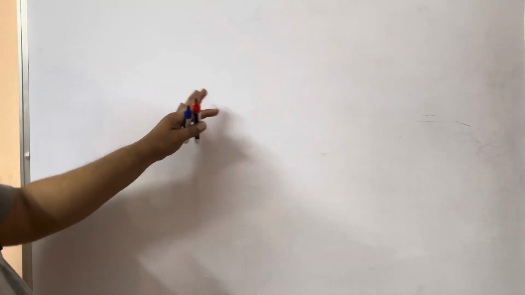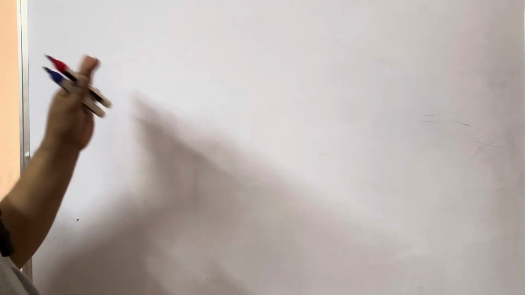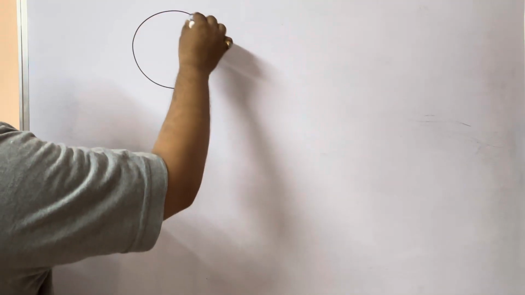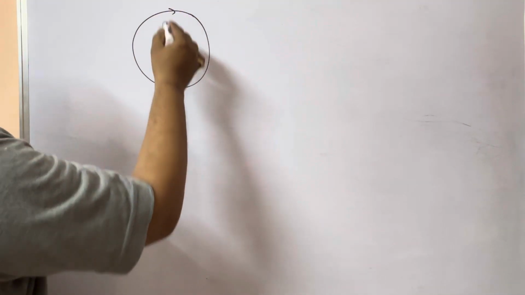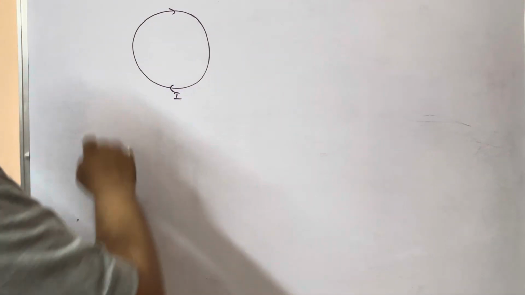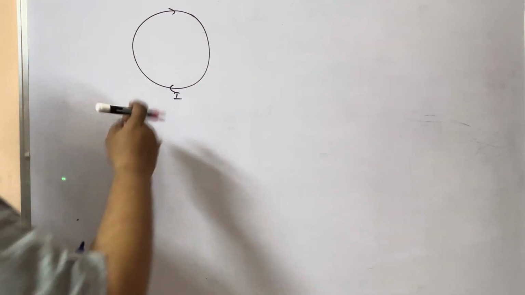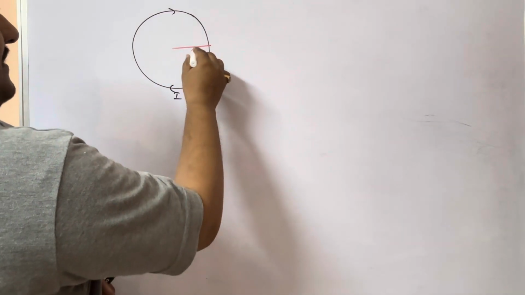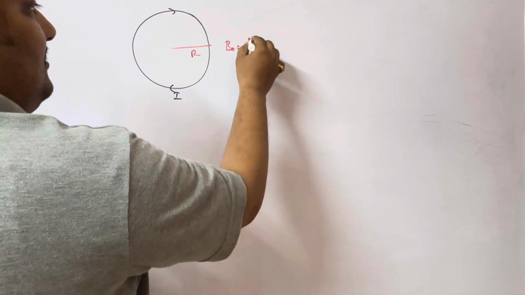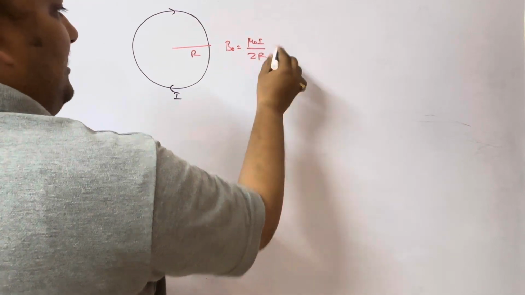From this class onwards, again we will discuss problems on circular current carrying coil and straight wire, and combinations of those. We already discussed this. If this is the circular coil and current I is passing, then the magnetic field intensity at the center of this current carrying circular coil is B naught equal to mu naught I by 2R.